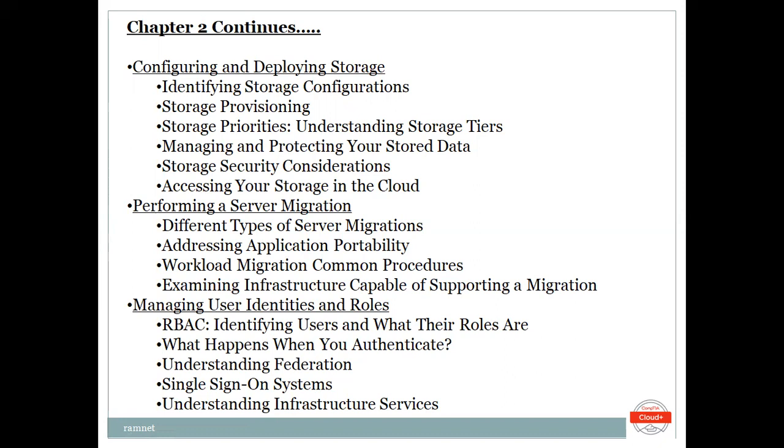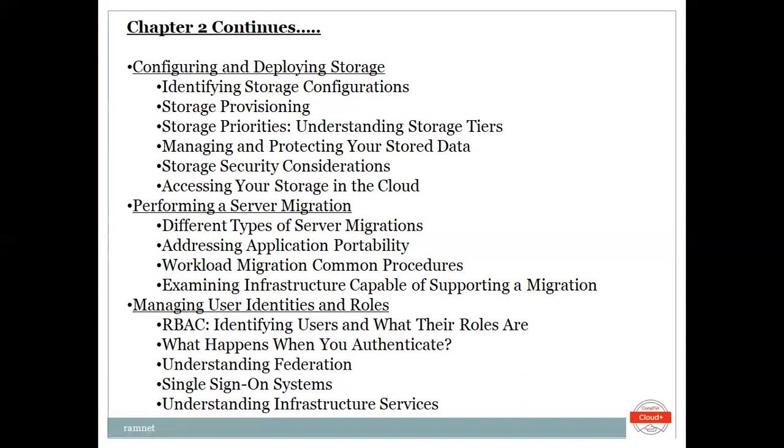So how do you go for storage provisioning, storage priorities, understanding the storage tiers, and managing and protecting your stored data, storage security considerations, accessing your storage in the cloud, performing server migration, different types of server migrations, addressing application portability, workload migration common procedures, examining infrastructure capable of supporting a migration, managing user identities and roles. It is talking about that IAM like that.